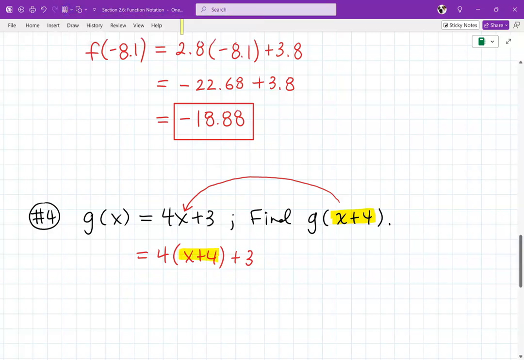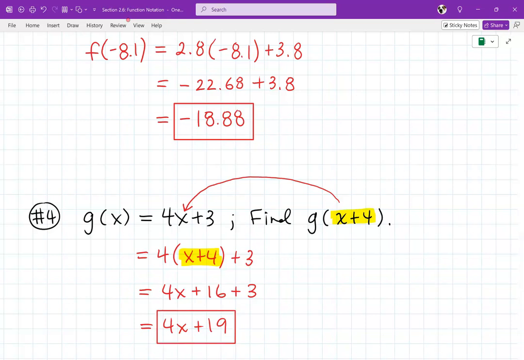Notice, instead of just an x, we normally replace it with a number, like a 2 or a negative 5. But here they're saying replace the x with an expression. Here's your expression, x plus 4. So I just replaced it, and now I'm just going to distribute and simplify. 4 times x is 4x, 4 times 4 is 16, plus 3. So that's 4x plus 19. And that's it. I'm not solving for anything, I'm not trying to find the value of x. I'm just plugging in the expression.